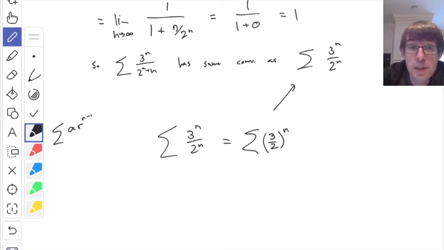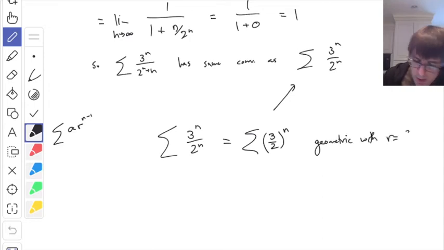And now this is a geometric series with r equals, in this case, 3/2, right? R is the base of the thing, which is to the power of n. Anybody remember your geometric series? Does this one converge or not? The geometric series. This one diverges, correct? Because r has to be less than 1.